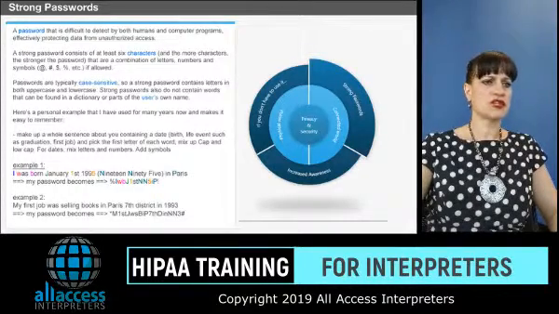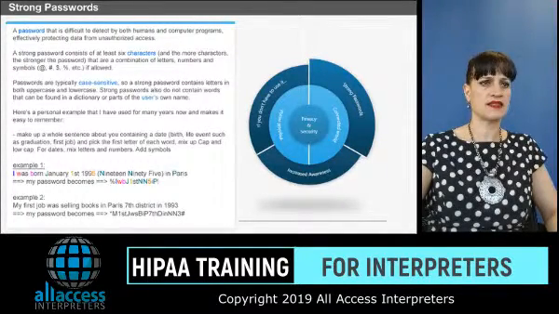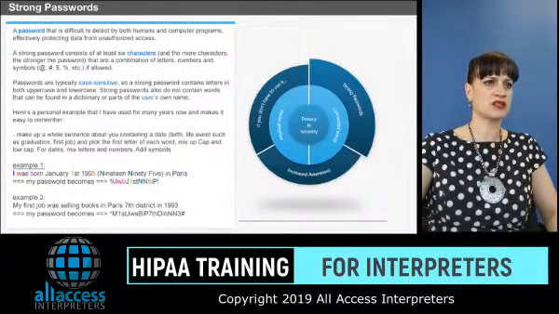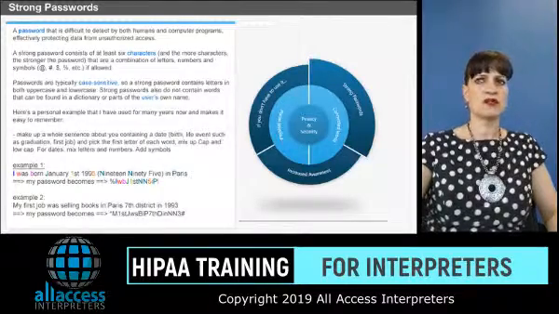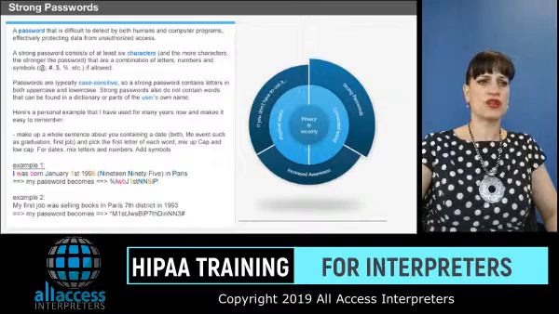Here's an example: you could, for example, say when you were born, and then you take each first letter and number of a sentence like that, and then you see that you're able to make a password. In example 2, you say, my first job was selling books in Paris 7th district. And then you make up a password with that. So these are some tricks that you can use in order to create passwords that make sense to you and that you could easily remember, but that are not something that somebody else could easily access.